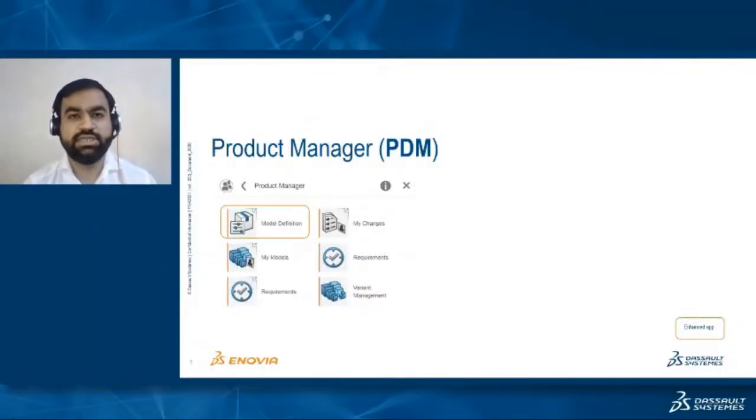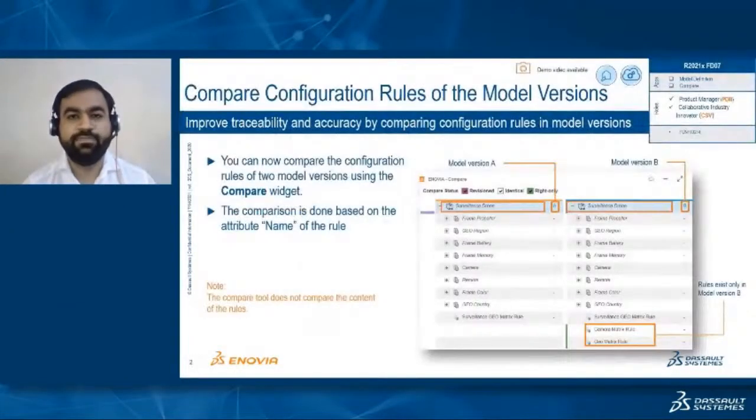Let us review enhancements in the product manager role. You can now compare configuration rules of model versions using the compare widget. You can drag and drop model versions in the compare widget to compare their configuration rules. The widget compares configuration rules based on their name attributes and returns the status of the comparison. It is important to note that the compare widget does not compare the configuration rules based on their content.